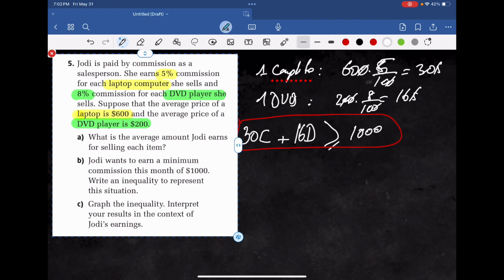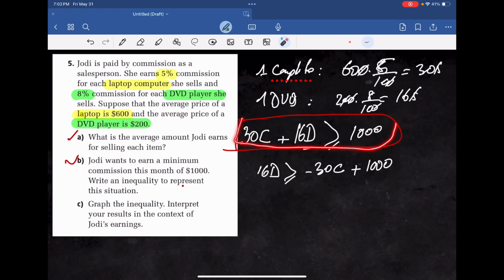To graph this, first of all, we need to write it as a normal equation. For example, I need to write it as a function of d. So 16d is greater than or equal to minus 30 times the number of computers plus 1,000. We are just basically solving this inequality, and then we will graph it.